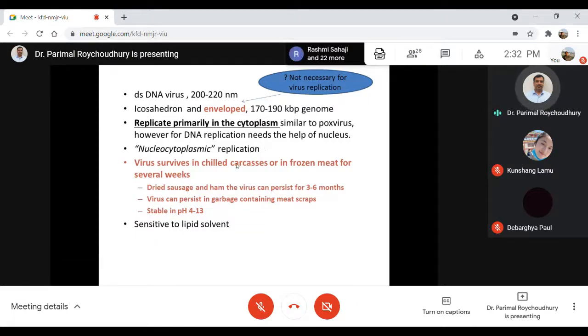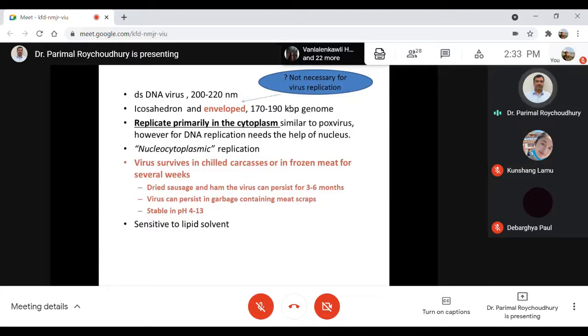However, these viruses also have all the enzyme systems needed for replication, but still they utilize the nuclear environment for DNA replication. So this virus primarily replicates in the cytoplasm. These two are the exceptions among the DNA viruses. All DNA viruses replicate in the nucleus. However, these two, pox and Asfarviridae. In Asfarviridae, African swine fever virus, of course, primarily they replicate in the cytoplasm.